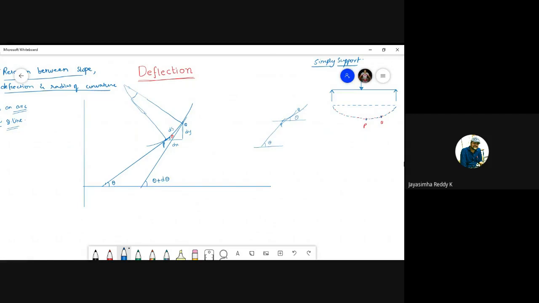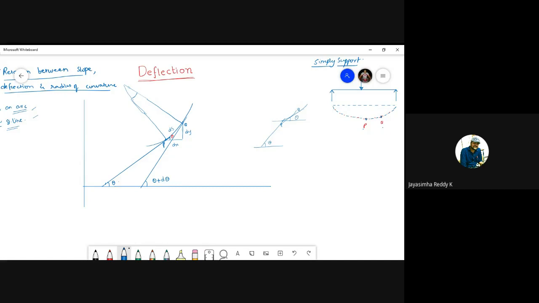I have just considered this arc PQ, and I have drawn PQ in the considered plane, and I have drawn the tangent at P and the tangent at Q. I am assuming this tangent is making an angle theta, and this tangent is making an angle of theta plus d theta with respect to the base. I am also assuming this PQ as an approximate straight line. If I approximate that as a straight line, this angle will also become theta.